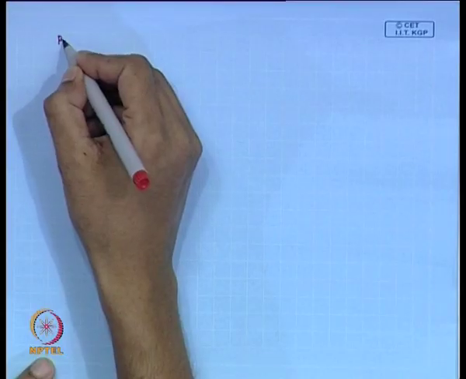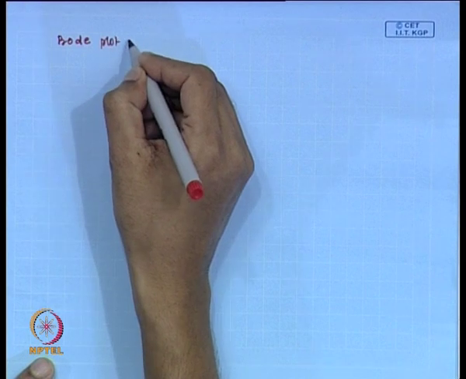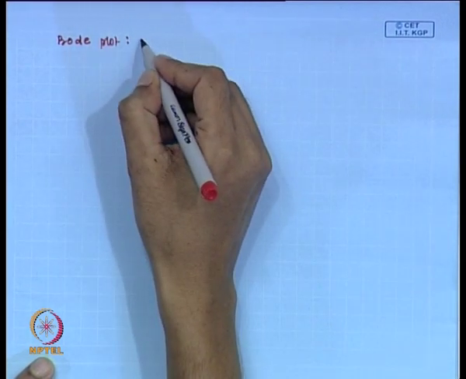So, we will continue our discussion on the construction of Bode plot. In the last class, we discussed the construction of Bode plot with taking 3 examples. Fine. So, today we will discuss the construction of Bode plot for a first order system.